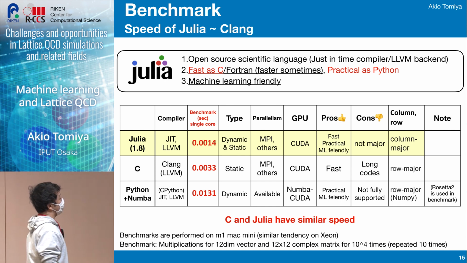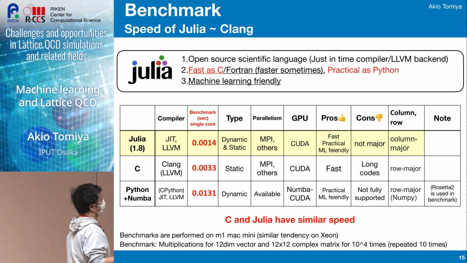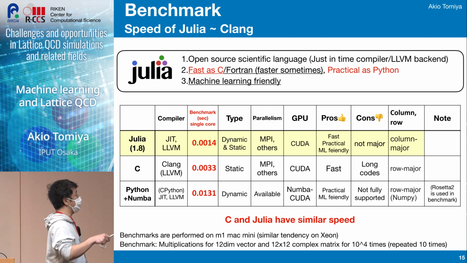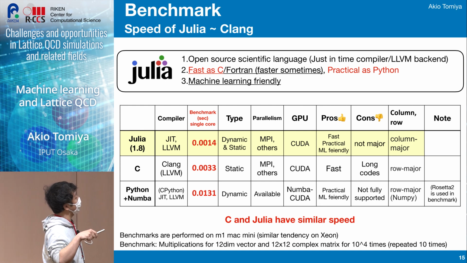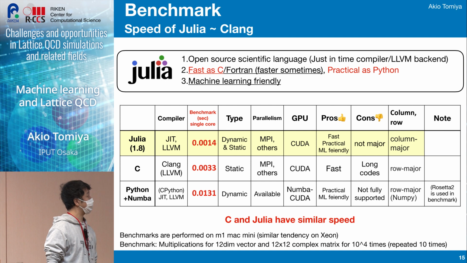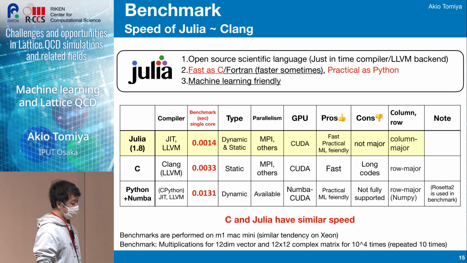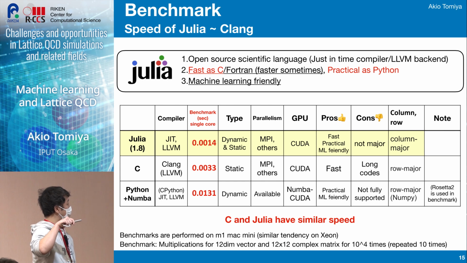Julia is a new type of open source scientific language, and it uses a just-in-time compiler with an LLVM backend. The important part is that it is as fast as C, and also as practical as Python. And also, it is machine learning friendly. This table is a comparison of these languages. The top one is Julia, then the C language, and Python plus Numba.